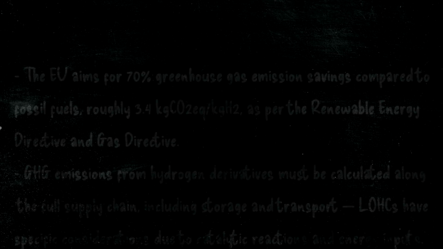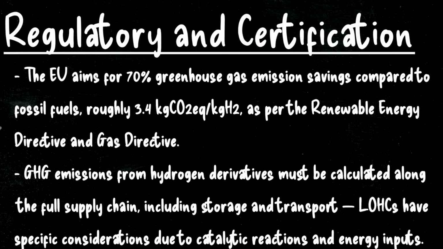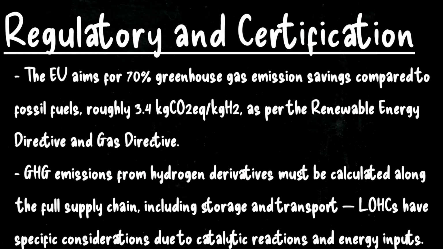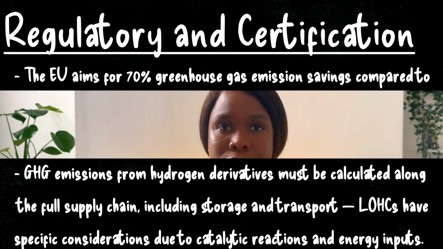The EU aims for 70% greenhouse gas emission savings compared to fossil fuels, roughly about 3.4 kilograms CO2 equivalent per kilogram of hydrogen, as per the Renewable Energy Directive and Gas Directive. Greenhouse gas emissions from hydrogen derivatives must be calculated along the full supply chain, including storage and transport. LOHCs have specific considerations due to the catalytic reactions and energy inputs. Now let's look at what the future holds.